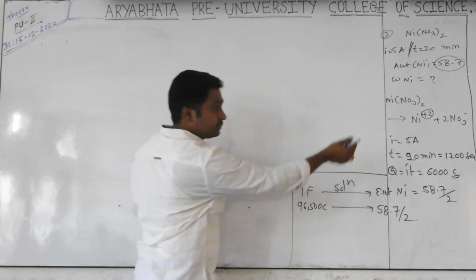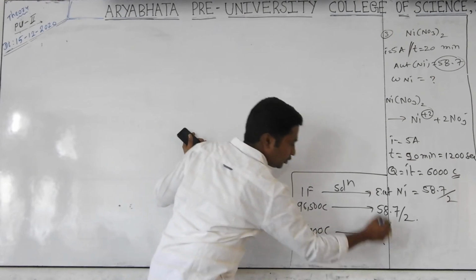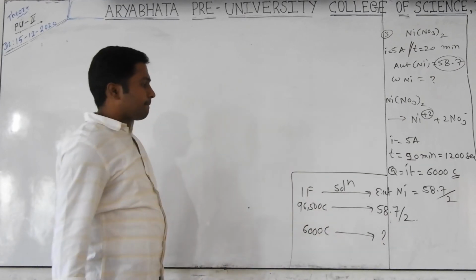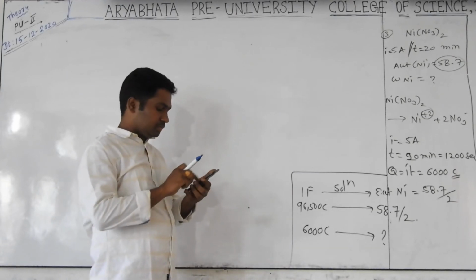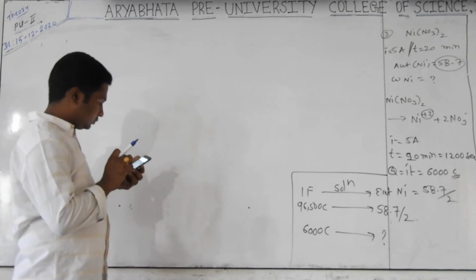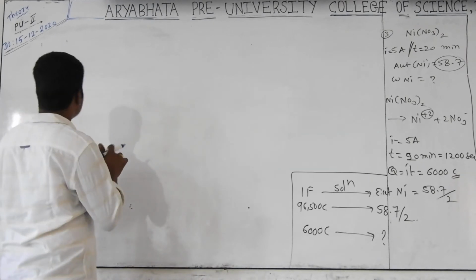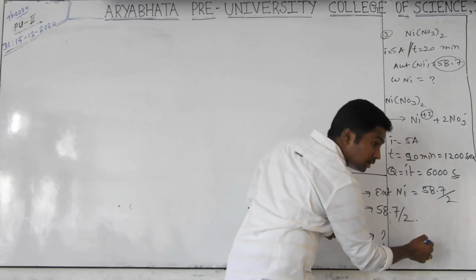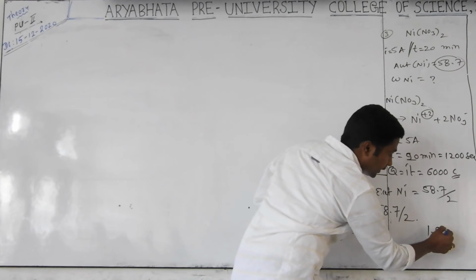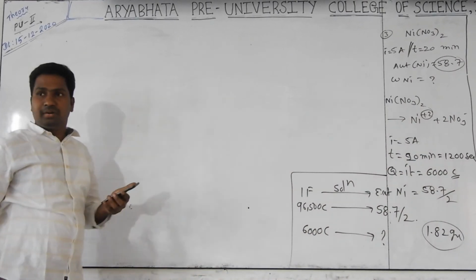Okay. By sending 96,500 coulombs you are getting 58.7 by 2. But we are sending 6,000 coulombs. Then how much will be deposited? Work out. How much? 1.82 grams. Yes. Check it once more.